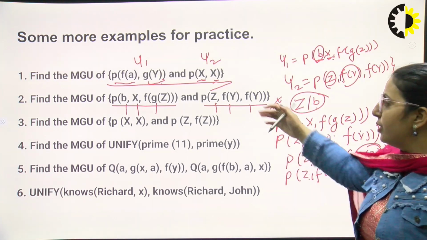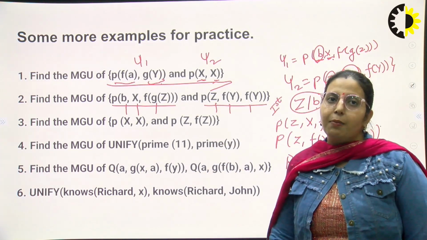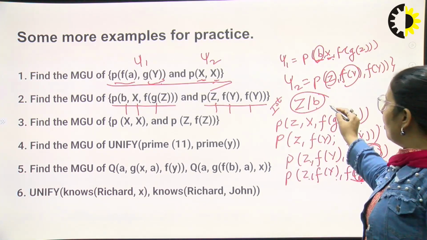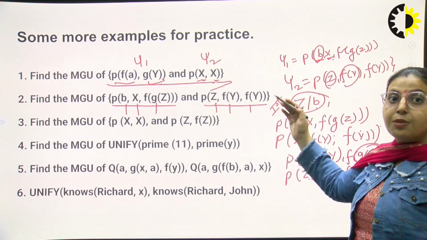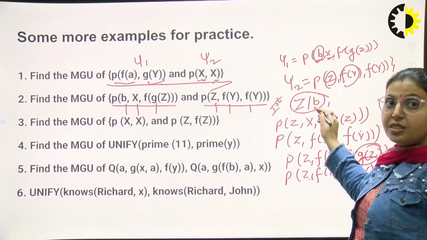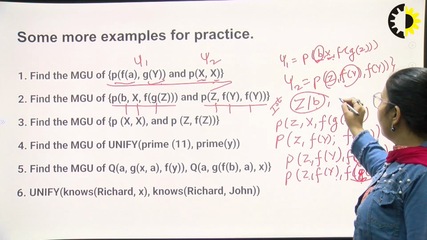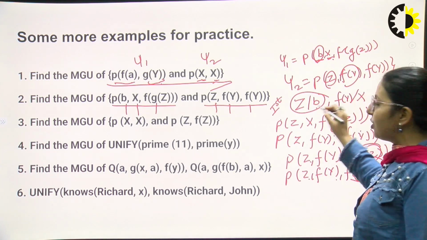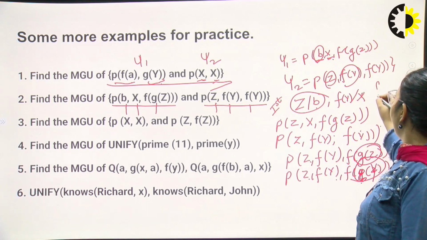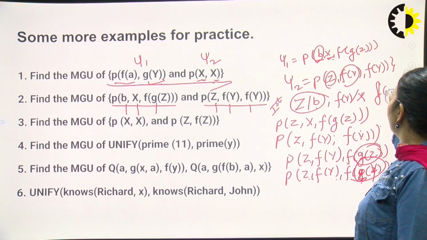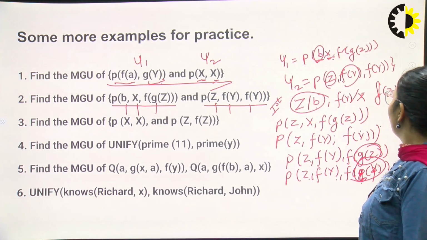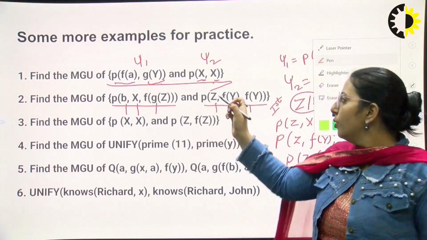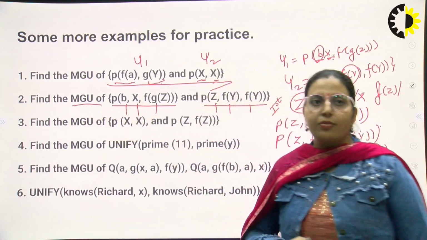So in this way, you can solve the rest of the examples. One more thing I want to make clear: you have to represent the substitution terms, like B is replaced with Z, in the second expression X is replaced with F of Y, and the third one is F of G of Z replaces Y. In this way you can write the substitution term, or you can call it the MGU. Thank you.